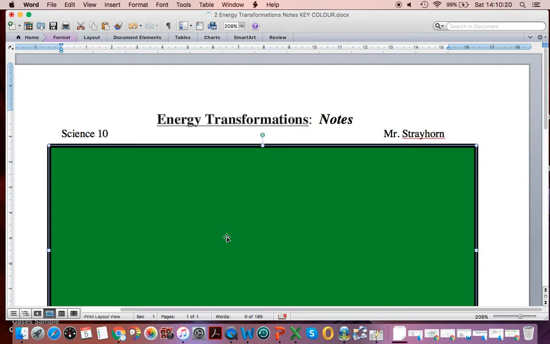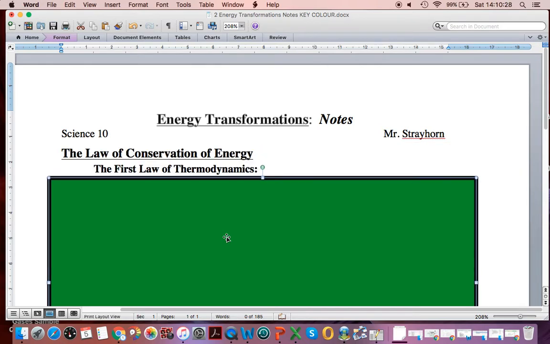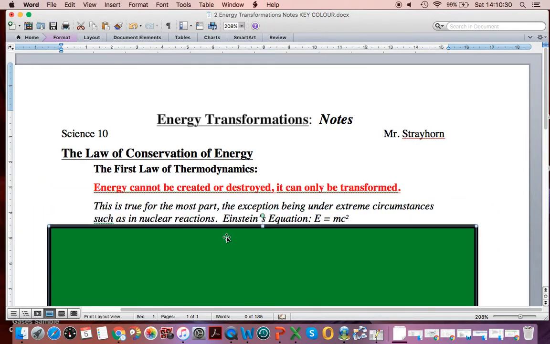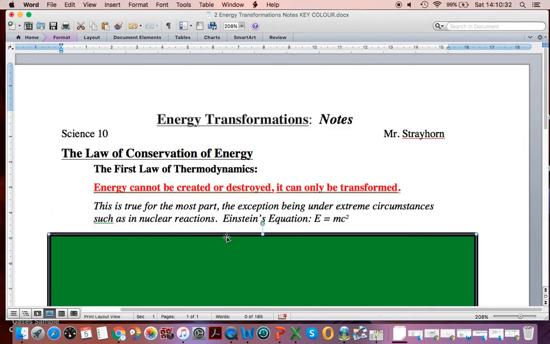So here we're looking at energy transformations, and we're going to start with the first law of thermodynamics, and then we're going to look at these transformations and energy transfer. So, energy cannot be created or destroyed, it can only be transformed. So in an isolated system by itself, if we start with a certain amount of energy, we're going to finish with a certain amount of energy.